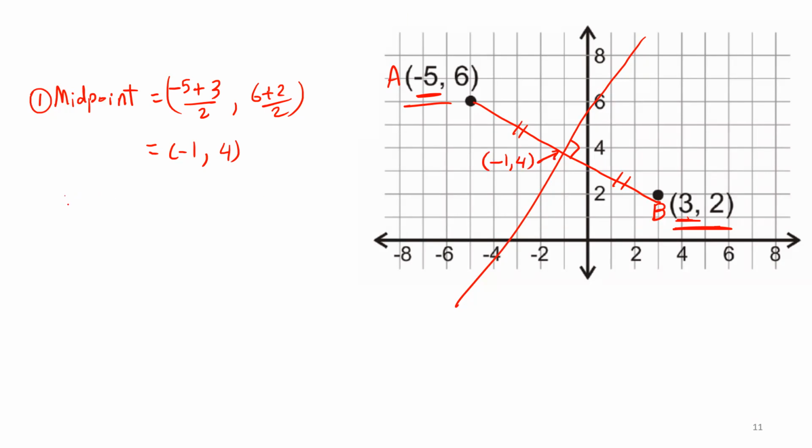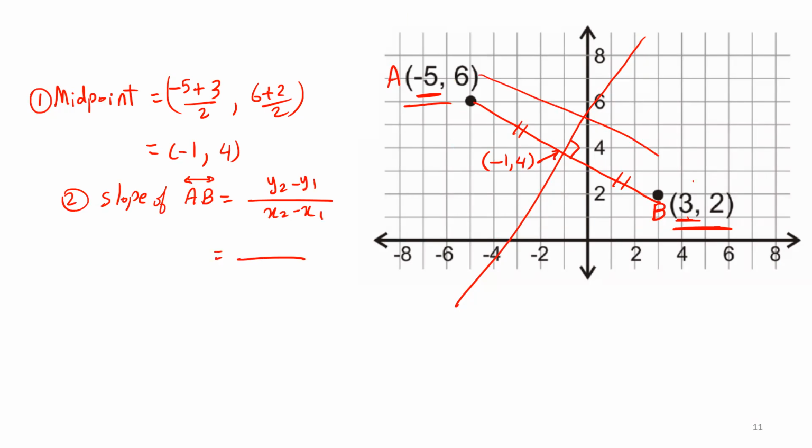Number two, you find the slope or gradient of AB. The slope is the difference in y, y2 minus y1, over x2 minus x1, for any two points on the line. I already have two points. So 6 minus 2 over -5 minus 3. 6 minus 2 is 4, and -5 minus 3 is -8. After simplification, this equals -1/2.